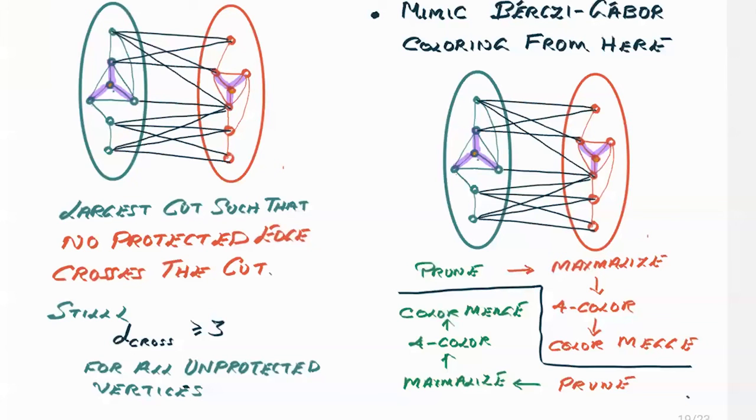So you do the same process on the other side. I think I'll wind up in 3 minutes. So this takes care of the unprotected vertex on the right side.